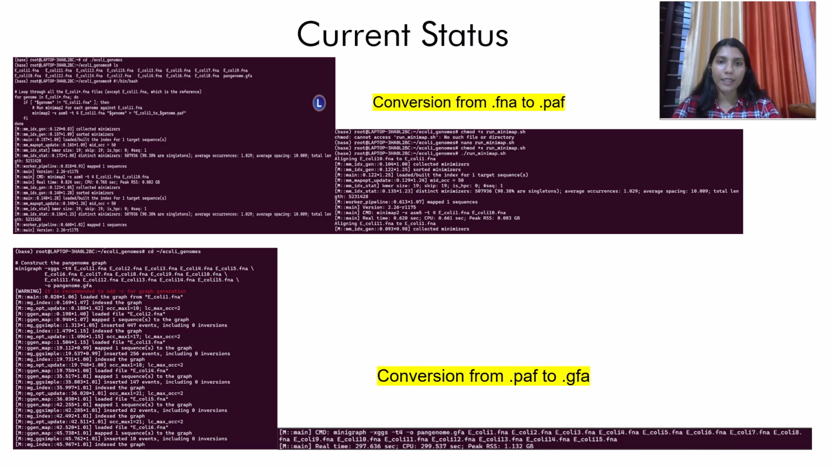These are the bash commands executed for the creation of the GFA file. Here this command shows the conversion from the .fna format to .paf format, and this shows the conversion from PAF format to GFA format. And this GFA format is what we utilized for the construction of the Pangenome graph.